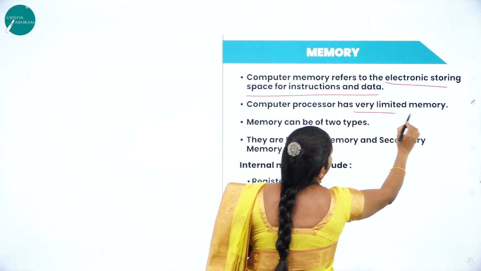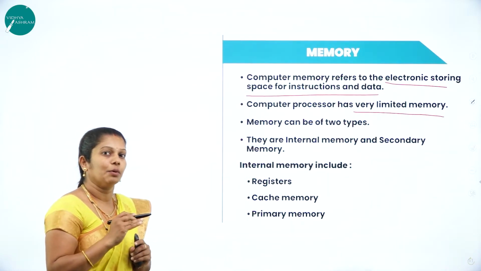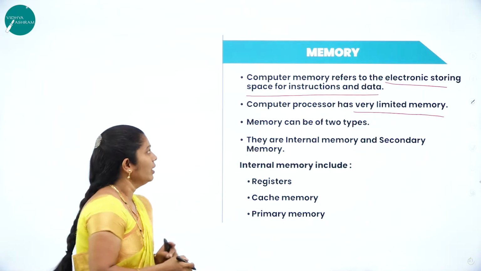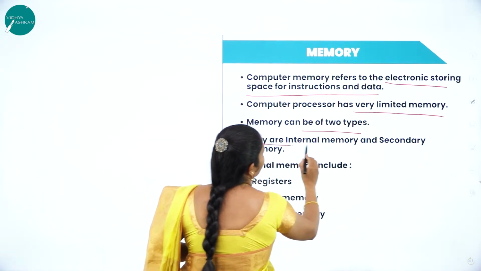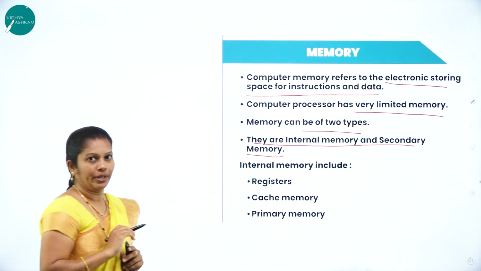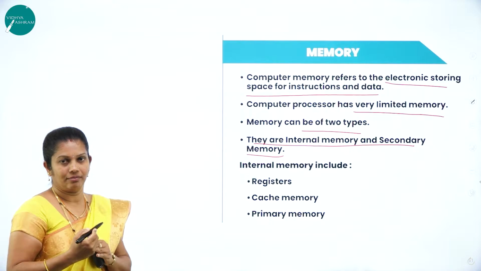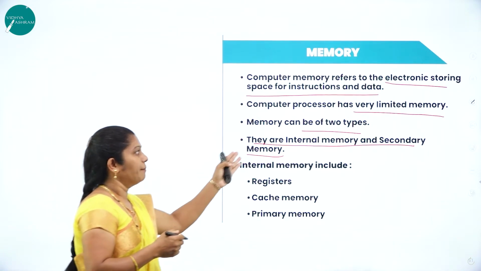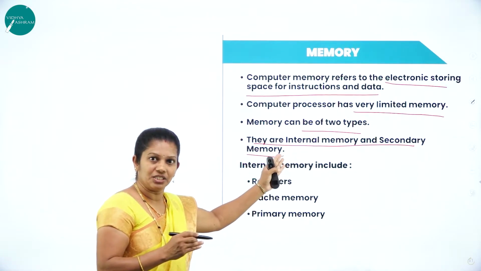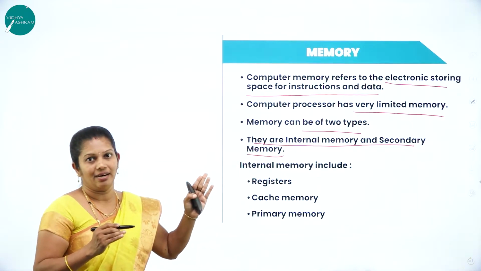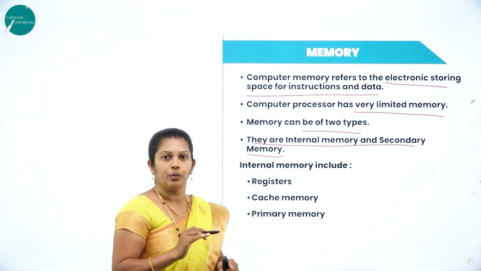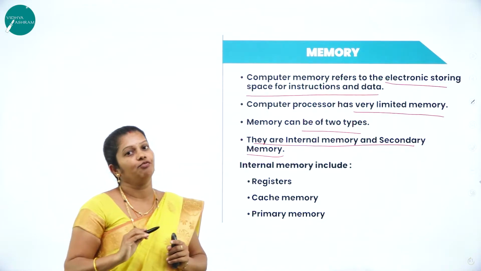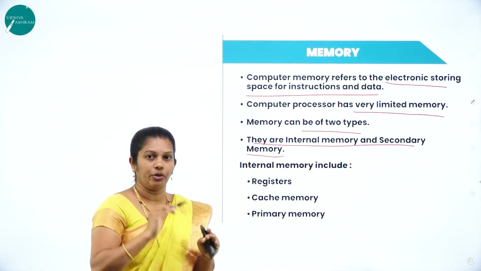Computer processor has very limited memory. In the processor, we have limited memory. That's why we need the secondary storage device also. Memory can have two types: internal memory, otherwise called primary memory, and secondary memory. Primary memory is very fast by nature, but it can store limited data for a limited period of time. Secondary memory can be called permanent memory because it stores the data permanently for future purpose. But the speed of primary memory is very fast.